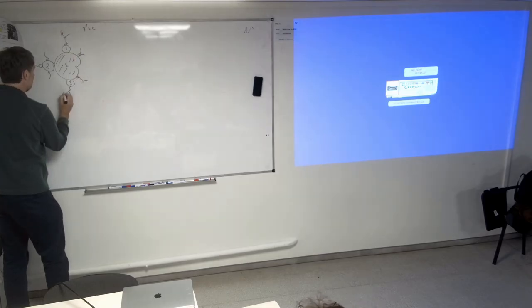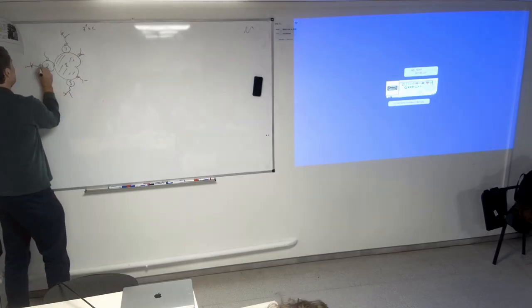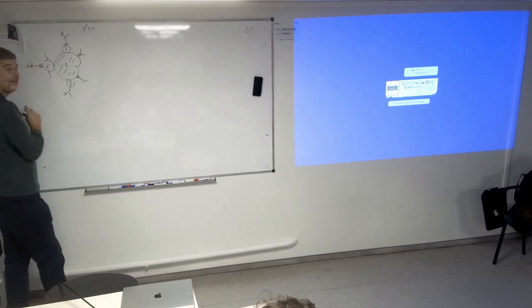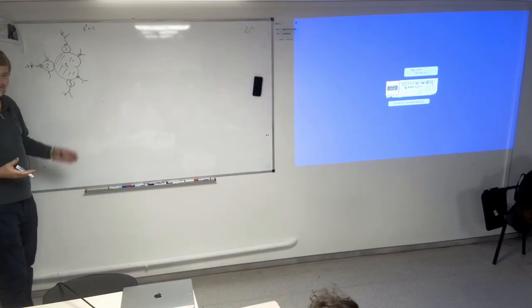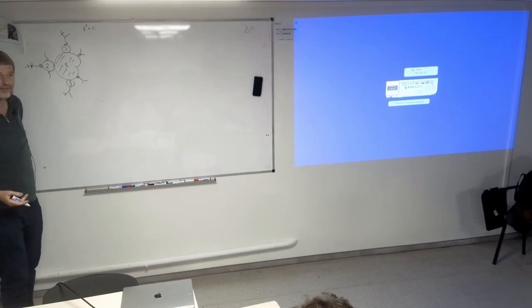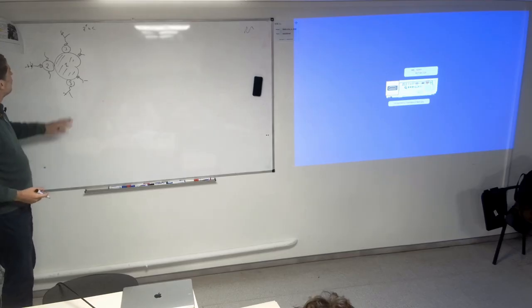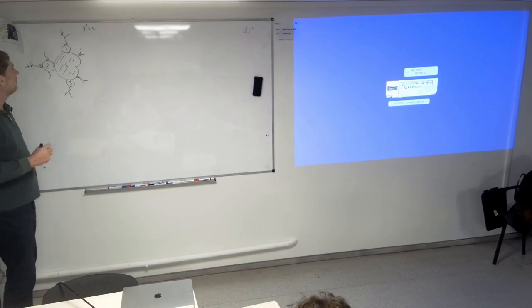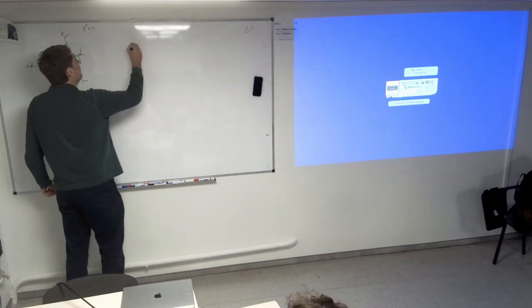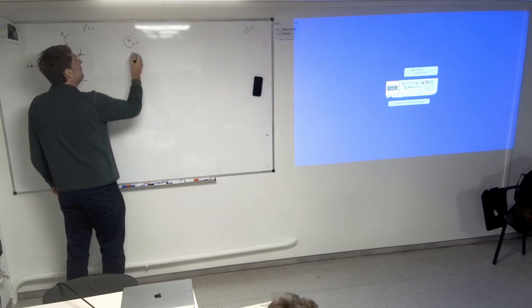For period 4, there are 6 of them. 1, 2, 3, 4, 5, 6. And then I could continue, but this gets more and more tedious. But there's a pattern to it.